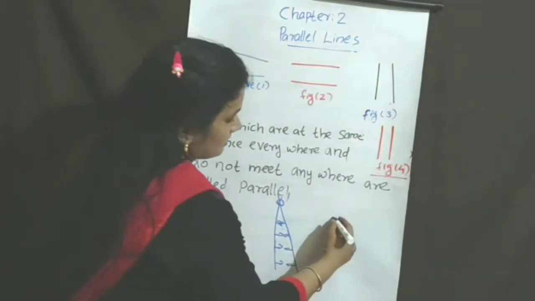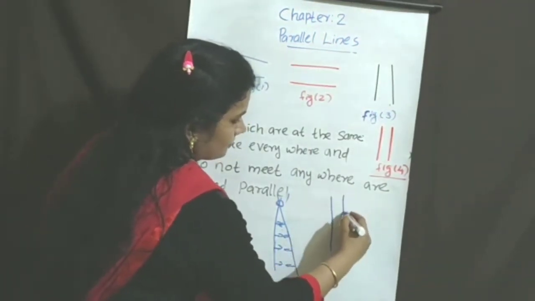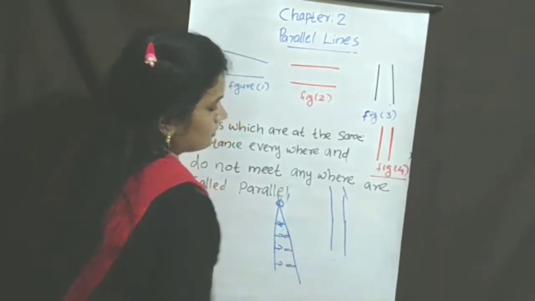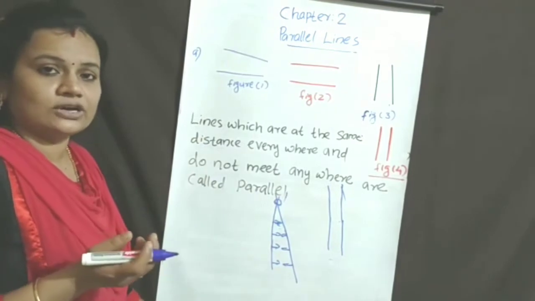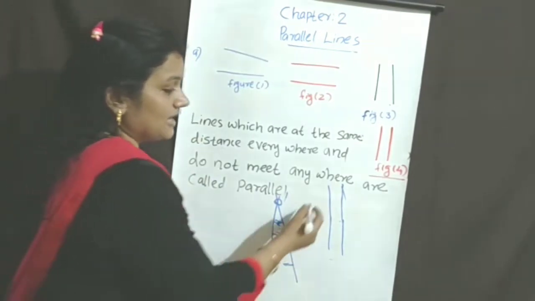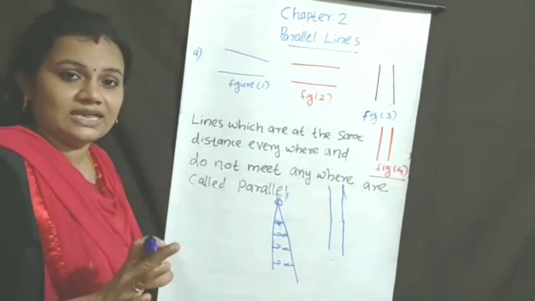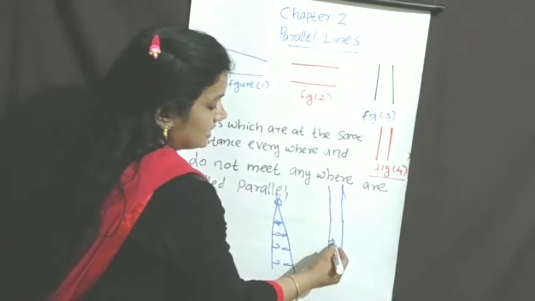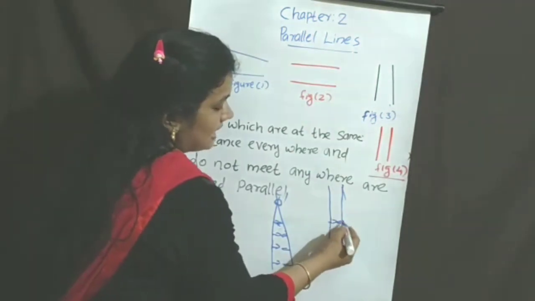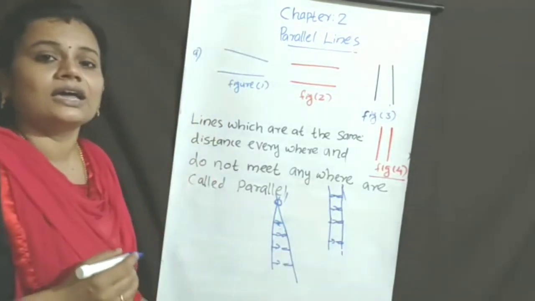Next step, figure 4. You extend this on both sides. Will it meet or not? It will never meet. Figure 4 also will never meet. Then comparing the distance of these two lines, the distance between these two lines is equal.